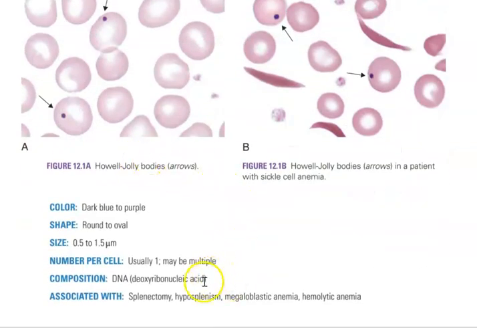And these are made up of DNA. So their composition is DNA. And here are some of the diseases or conditions that are associated with red blood cells that get Howell-Jolly bodies inside of them. And all this information is on page 108 in your atlas.